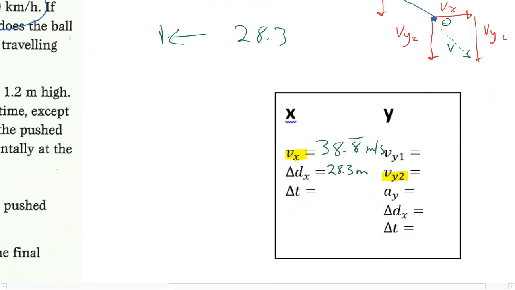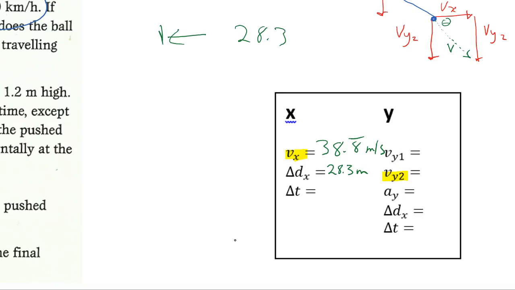So looking at my horizontal and my vertical. Horizontal, I've only got these three to work with. Vertical, I've got my big 5 to work with. I need to figure out what Vy2 is. So what are the different things that we know in this question?